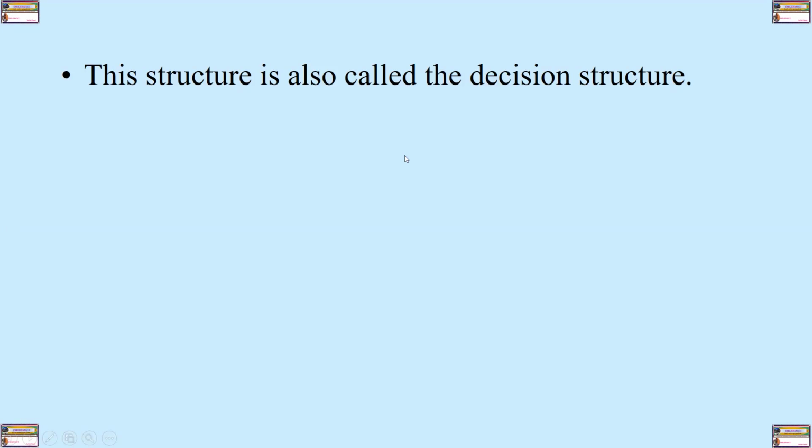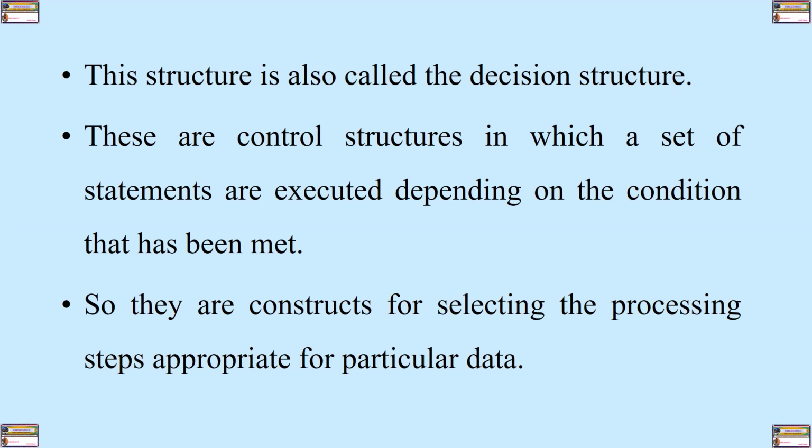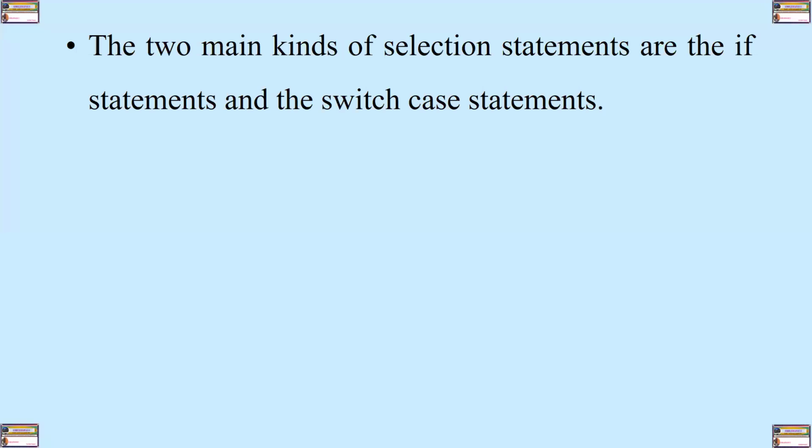What is a selection control structure? Selection control structure is also called decision structure. These are control structures in which a set of statements are executed depending on the condition that has been met. So they are constructs for selecting the processing steps appropriate for particular data. The two main kinds of selection statements are the if statements and the switch case statements or switch statement.